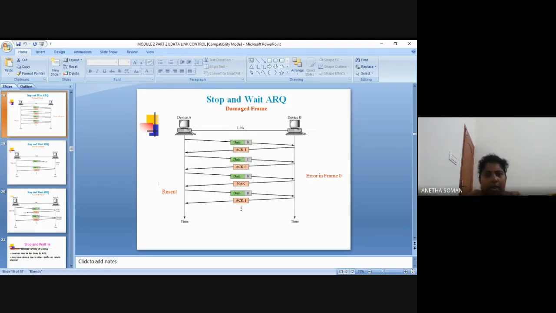In order to do that, you are keeping a copy of the frame that you have sent, so if you want to retransmit, you will retransmit the data. Now, retransmission can happen in 3 ways. What happens when the frame is damaged? What happens when the frame is lost? And what happens when the acknowledgement is lost? This much, is it clear for you? Can anybody answer? Is it clear?